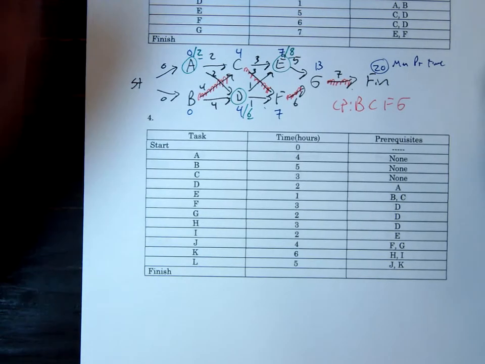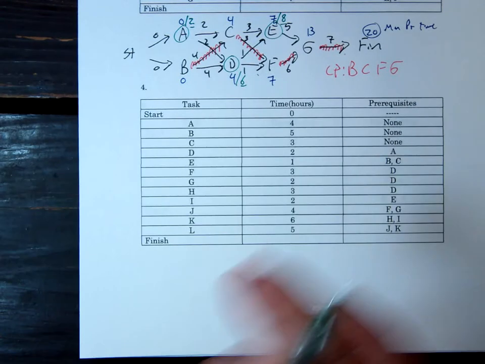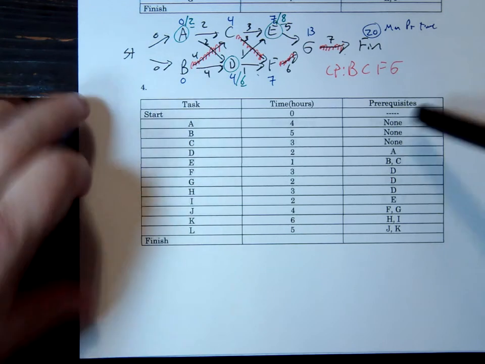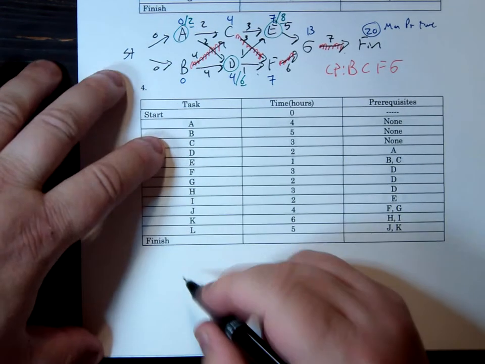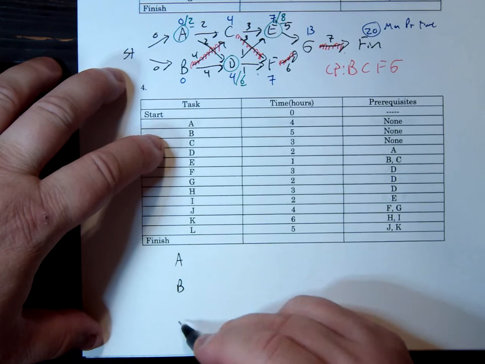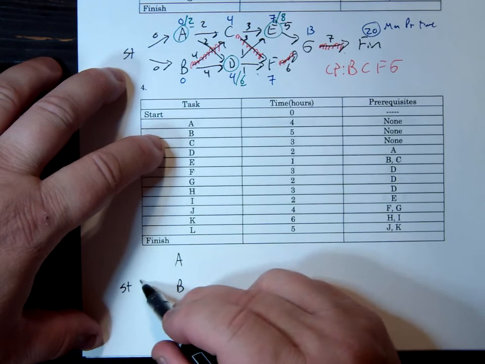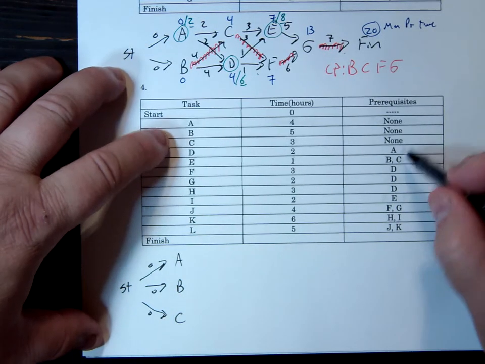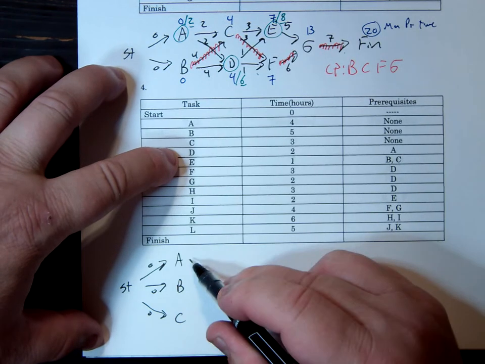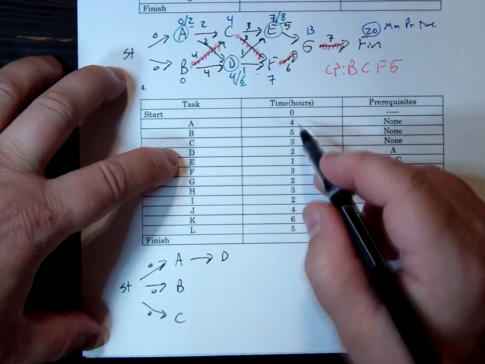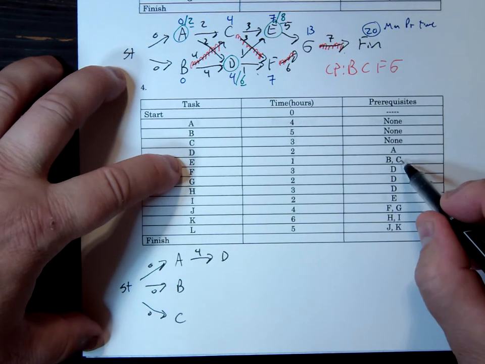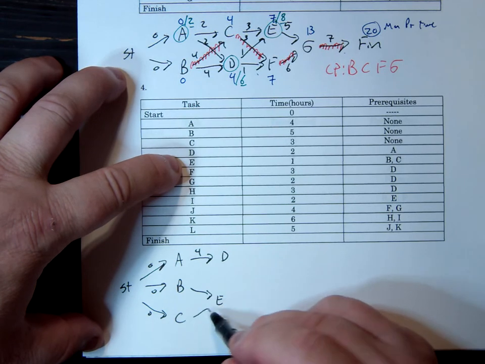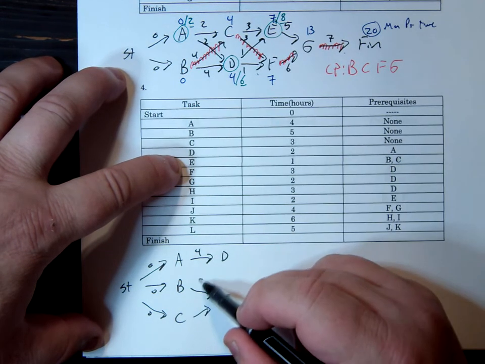All right. So number 4, again, you need to draw out the graph. You have 3, A, B, and C, without prerequisites. So A, B, C all can start at 0. D requires just A, and A takes 4. E requires B and C. B took 5, C takes 3.